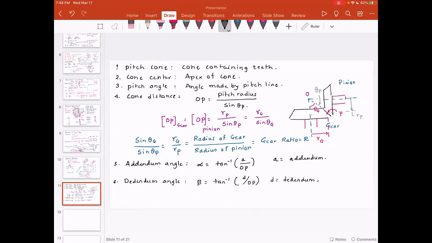And then you have something called the face angle, and the face angle is the angle subtended by the face of the tooth at the cone center.